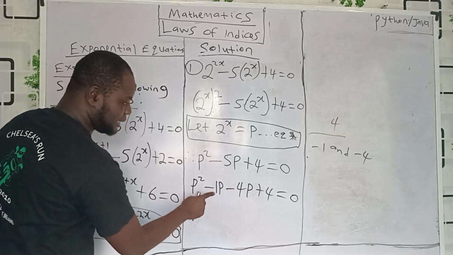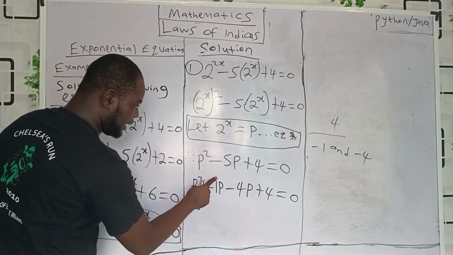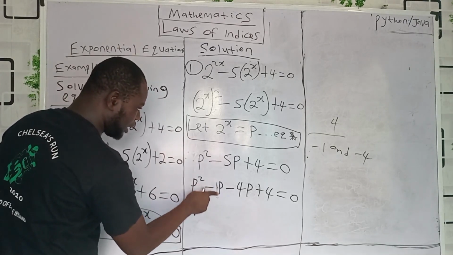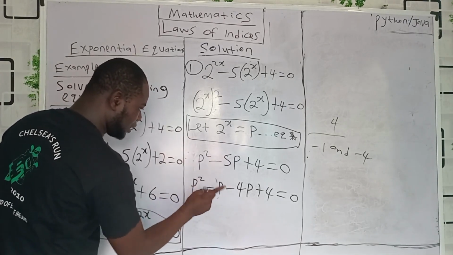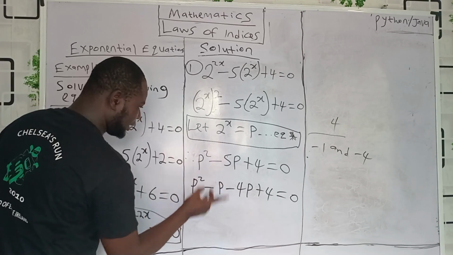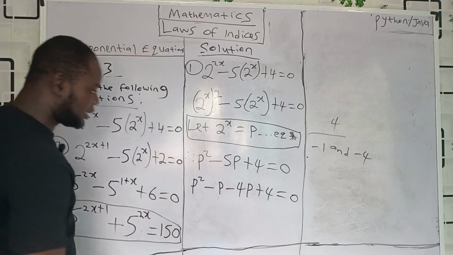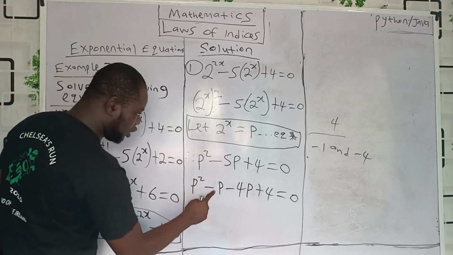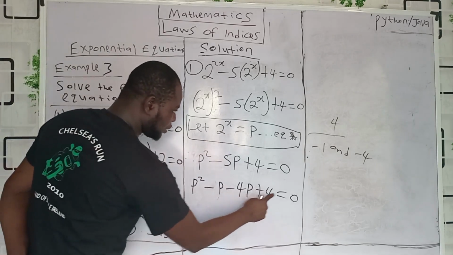But mathematically, there's no need for us to put the 1 here. So let me remove the 1. Am I communicating? Let's remove the 1. If you don't put 1 there, it still means 1 is the coefficient there. So we have p squared minus p minus 4p plus 4 equals 0.